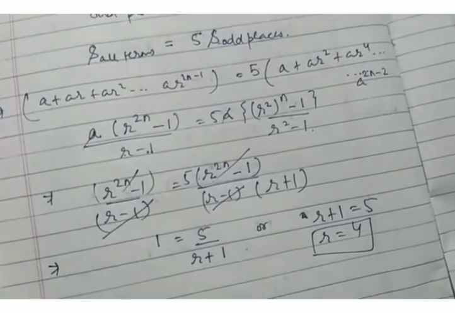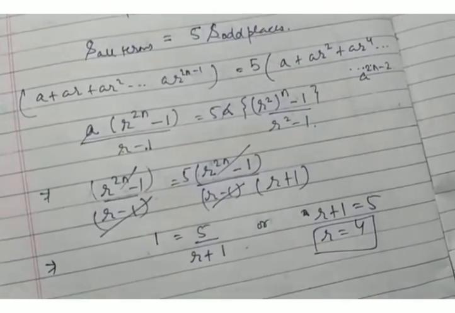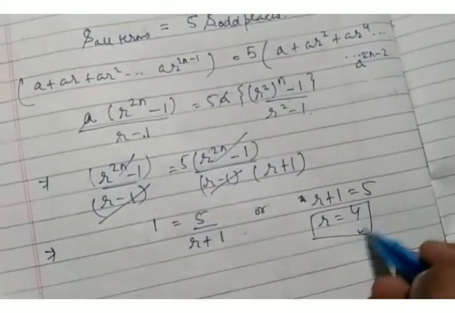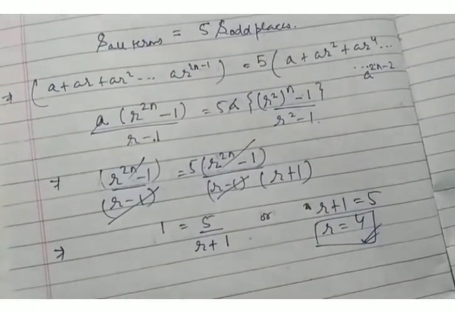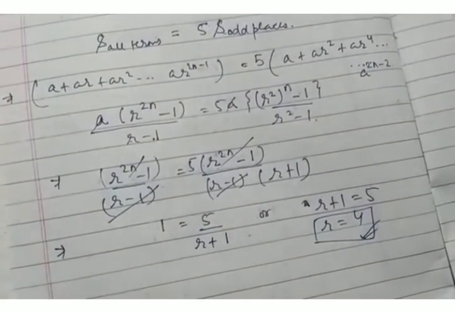Now we have the value of r as 4. In the question we had to find the common ratio. So this is the method, this is the way we are going to solve for the value of r.